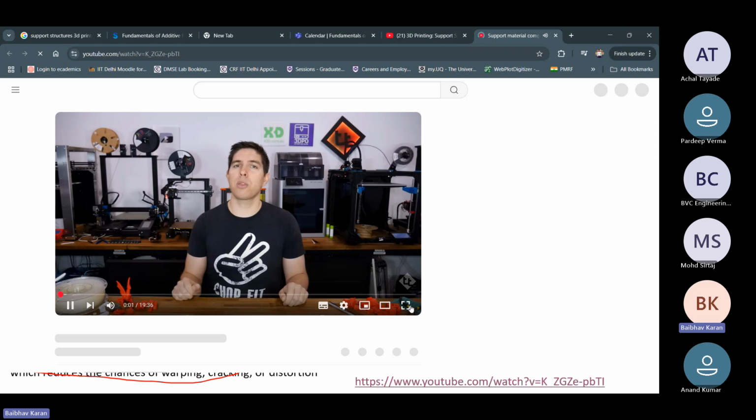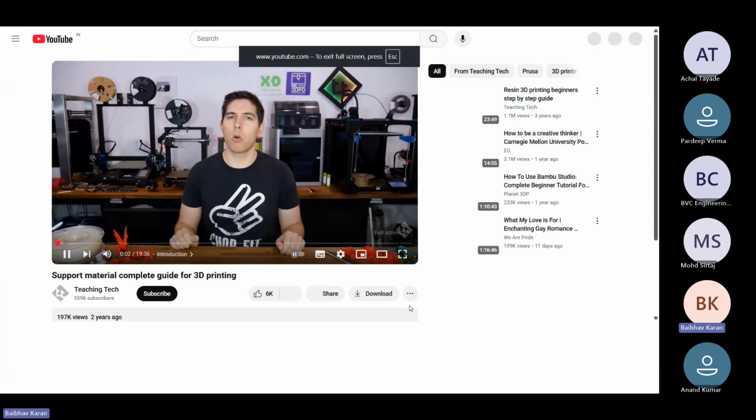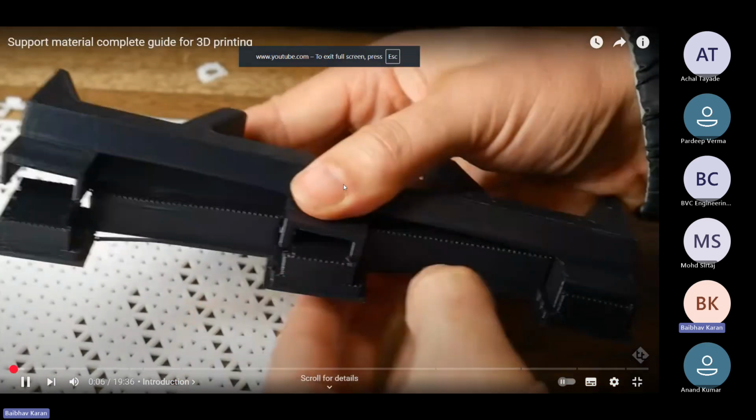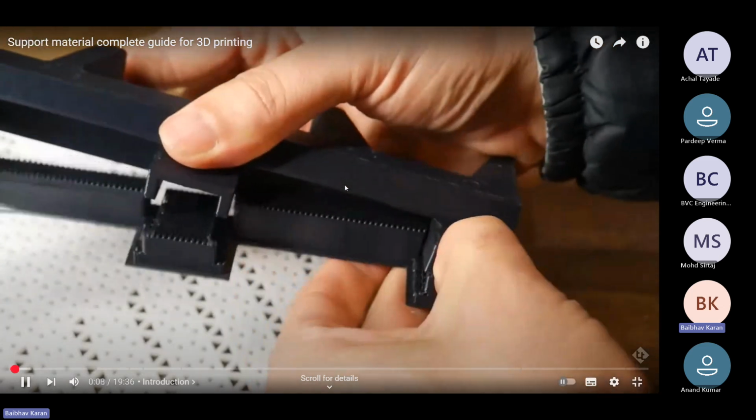This is your guide to 3D printing support material. We'll cover how to use it efficiently, as well as how to tweak your slicer to get it to peel off perfectly.